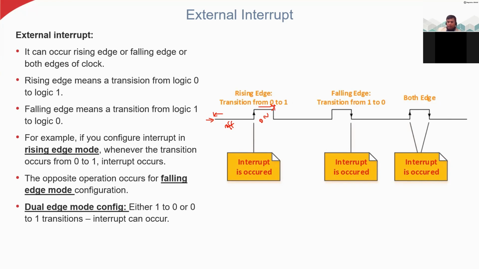Okay, and similarly, falling edge means we process the interrupt whenever there is a transition in the clock signal from logic 1 to logic low, 1 to 0. Or both edges: you can also set up both edges. It means the interrupt signal can be taken by the CPU whenever the transition happens in the clock signal from 0 to 1 or 1 to 0.